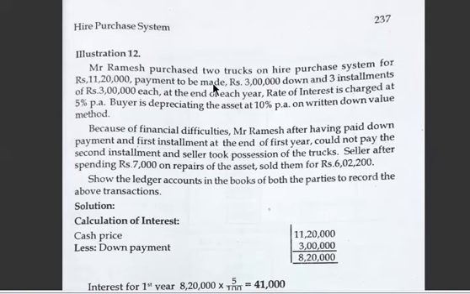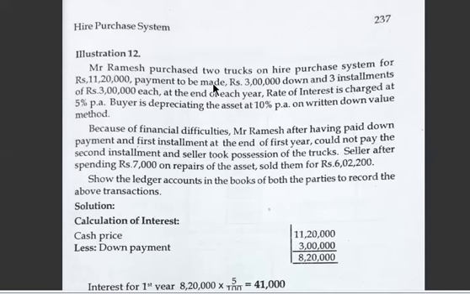In the last class I did one problem wherein there was a default and a repossession. This is also a similar kind of problem. First we will read the problem, then calculate the interest. After calculating the interest, we have to prepare whatever is instructed, whether ledger or journal accounts, in the books of both the parties.